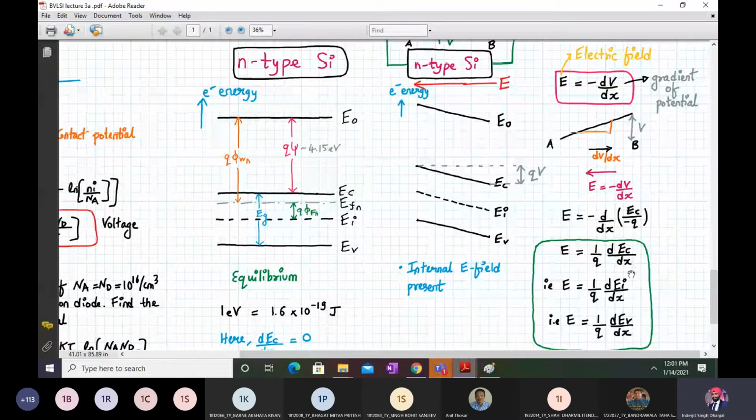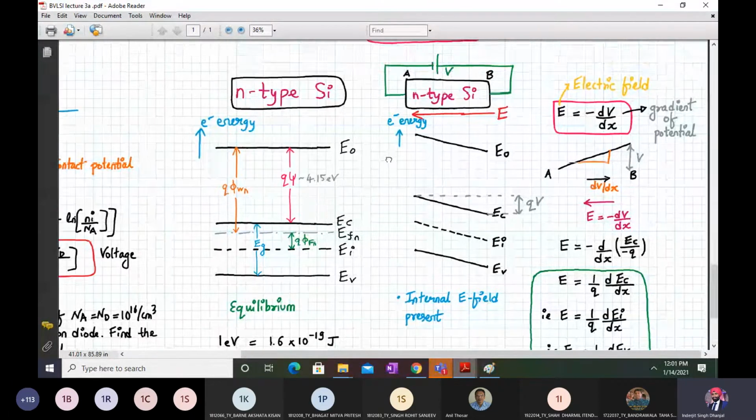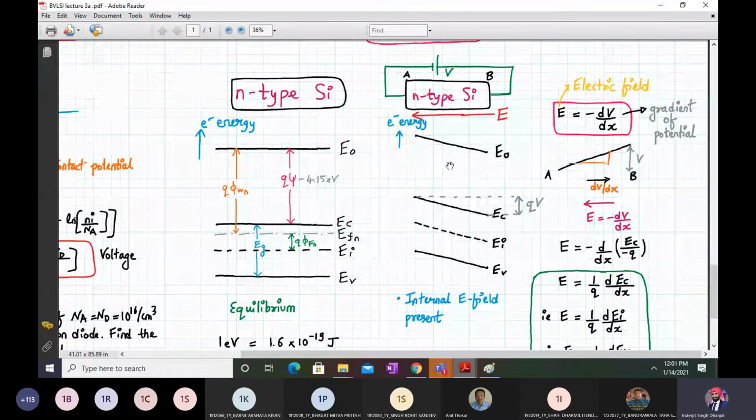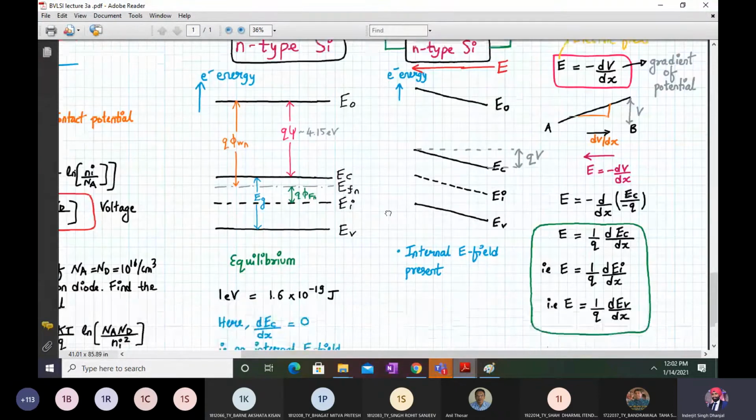And normally EC, Ei and EV go in parallel. I mean, if EC changes, Ei also changes, EV also changes along with it, along with E naught. Okay. So whenever we apply a potential difference in an N-type silicon, all the bands get slanted like this. And this difference over here, this bending of the band, is Q into V, which is the applied potential. And this bending in the bands indicates the presence of an electric field, which is the result of your potential. Okay. So this is all I have to offer.